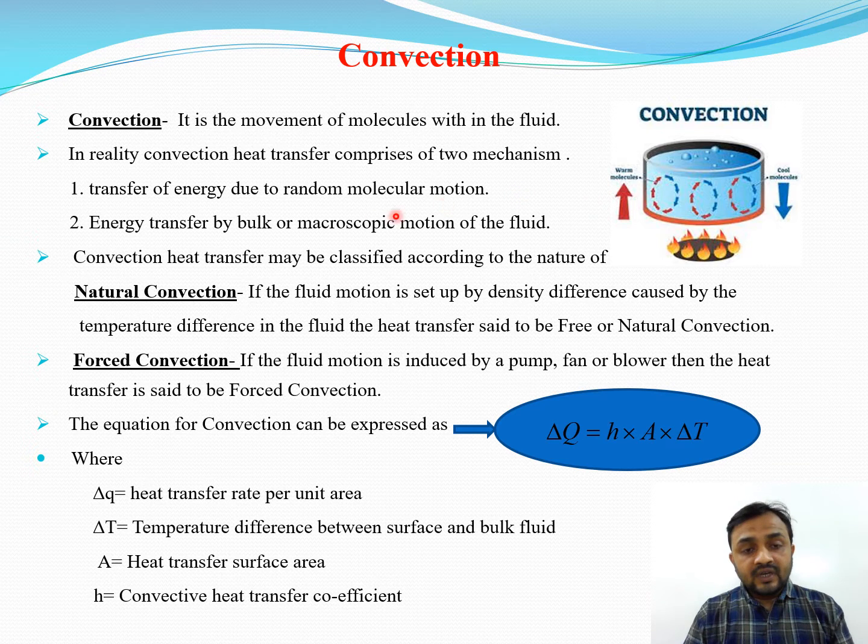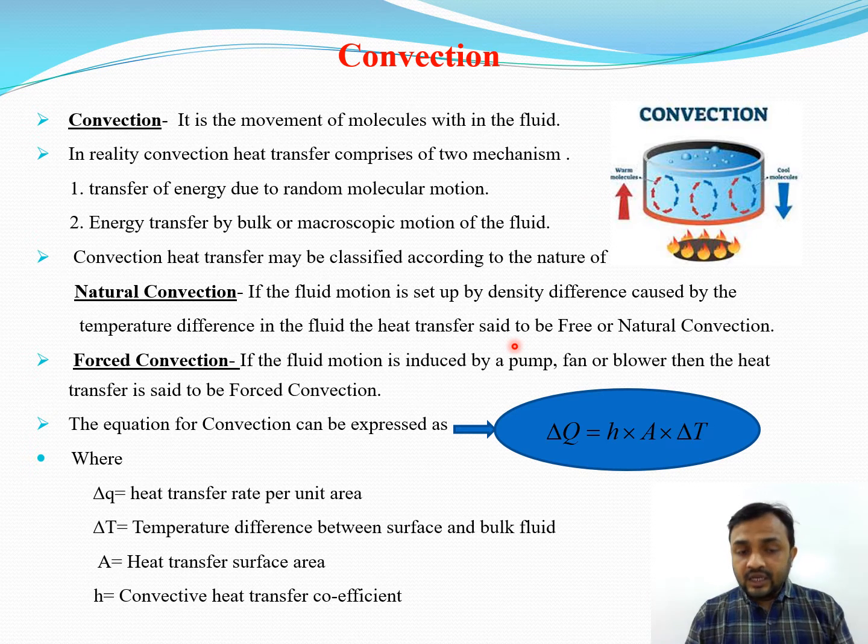Convection heat transfer may be classified according to the nature of the flow as natural convection or forced convection. What is natural convection? If the fluid motion is set up by density difference caused by the temperature difference in the fluid, then the heat transfer is said to be free or natural convection. What is forced convection? If the fluid motion is induced by a pump, a fan or a blower, then the heat transfer is said to be forced convection.